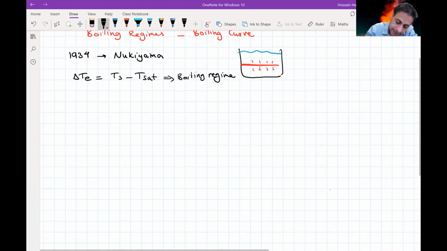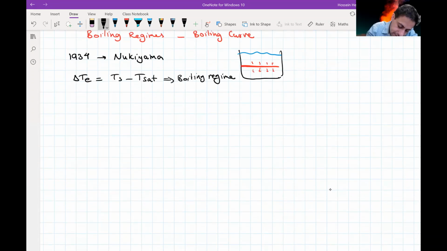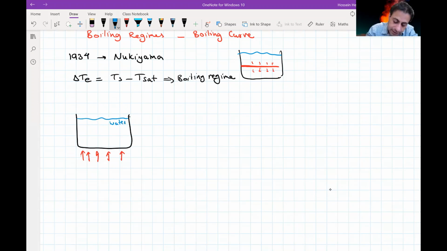To illustrate that, let's say we have this container that we are heating from the bottom, and let's assume we have water in this container. If it is 1 atmosphere, the T_sat is going to be 100 degrees C. Let me just write it down: T_sat is 100 degrees C.